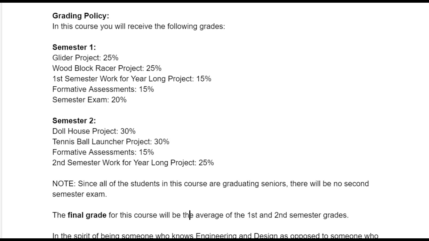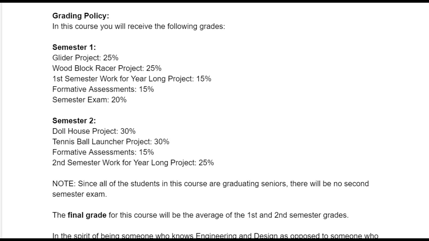Okay, so the way this is going to work is the glider project and the wood block racer project will each constitute 25% of your semester 1 grade. The work that you do on the year-long project will count 15% of your semester 1 grade, and there'll be occasional announced formative assessments, which are basically quizzes, which will make up 15% of the semester 1 grade. The semester 1 exam is 20% of the grade.